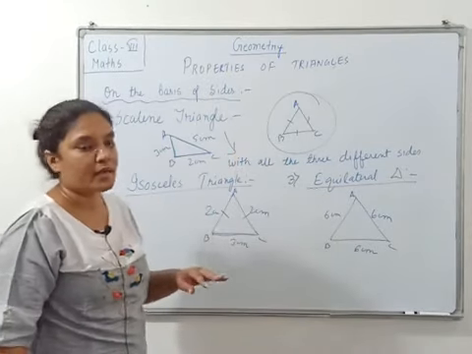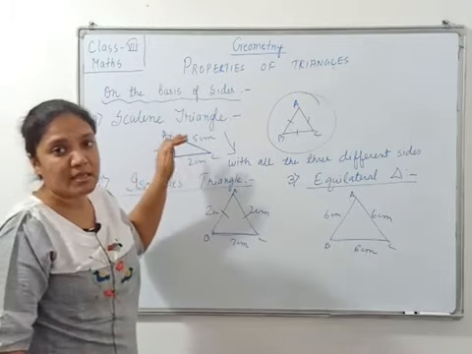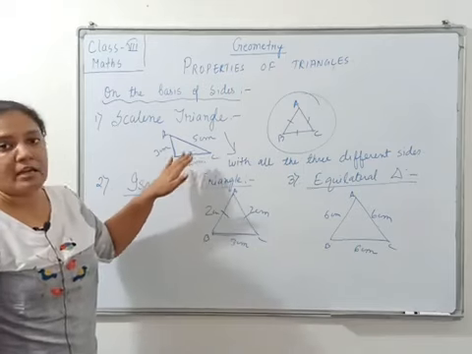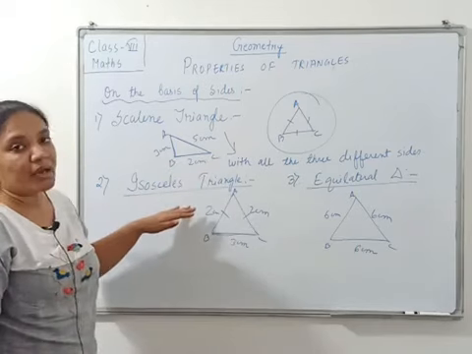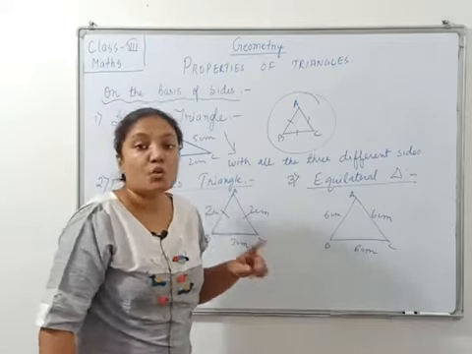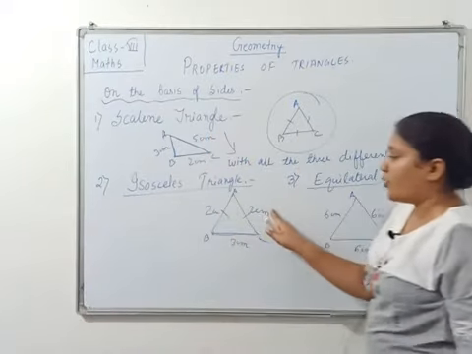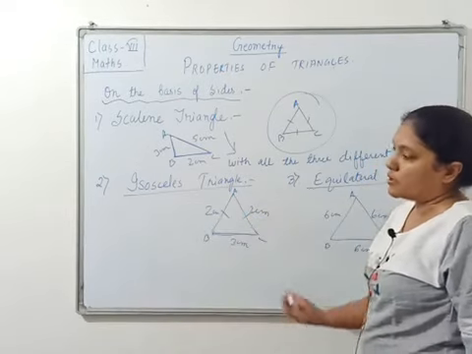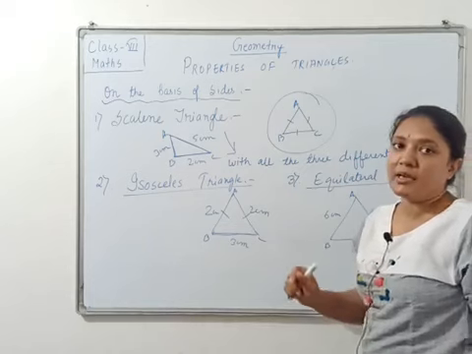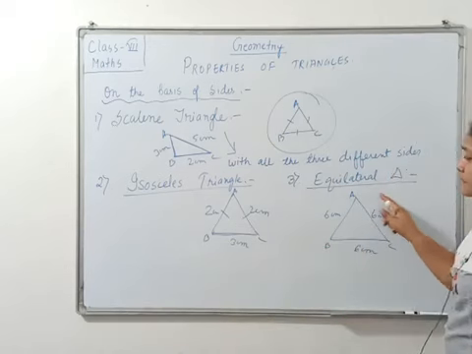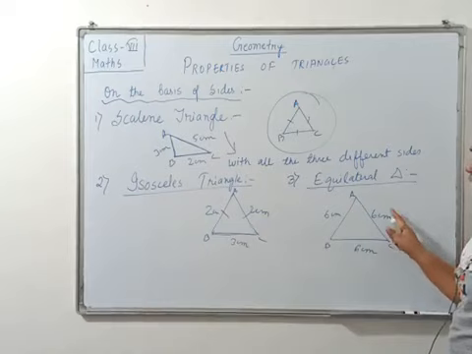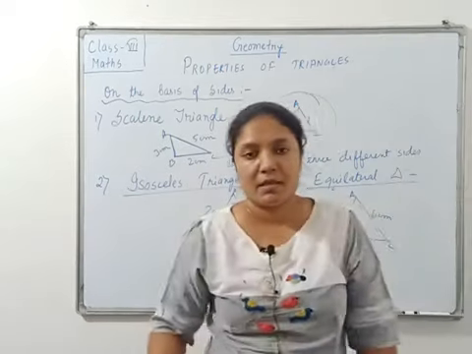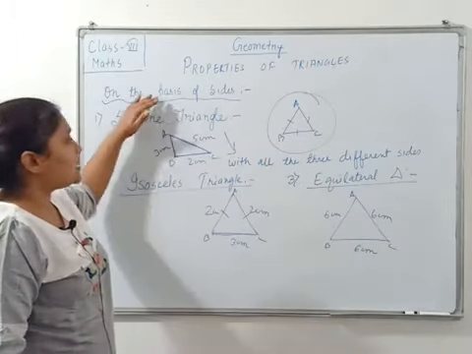So, on the basis of sides of a triangle, how many types of triangles are there? 3 types of triangles are there. First one is scalene triangle, where the measurement of all the sides are different. Then next comes isosceles triangle. In isosceles triangles, two sides are equal. It can be these two sides, it can be these two sides also, it can be these two sides also. If any two sides are equal, that triangle is isosceles triangle. The third one is equilateral triangle. In equilateral triangle, all the sides have equal measures. Clear students? This was on the basis of side.